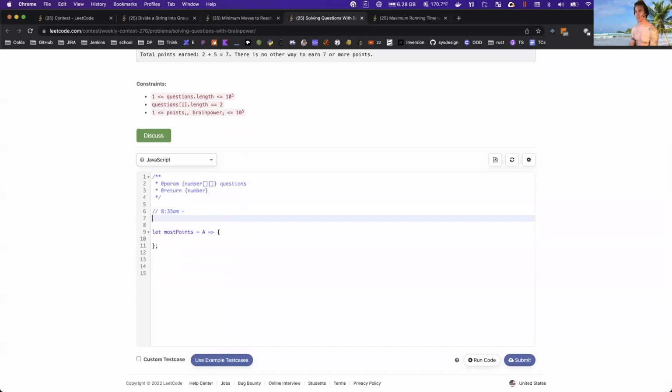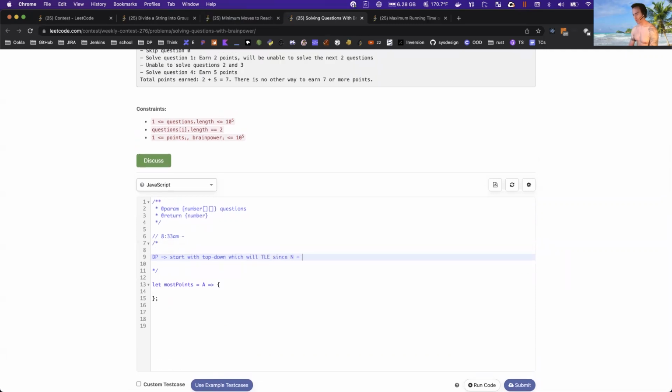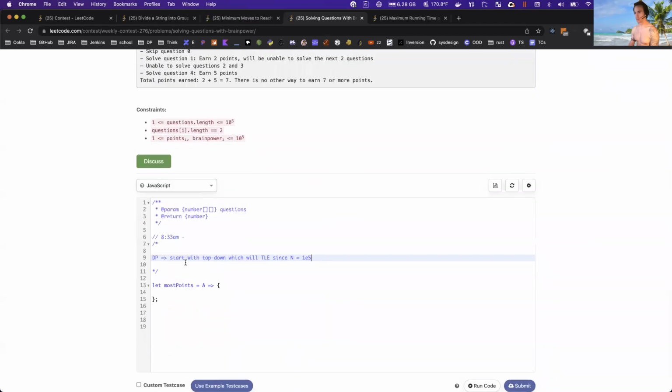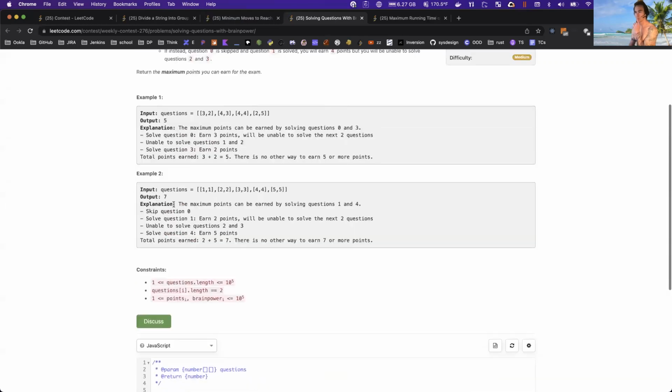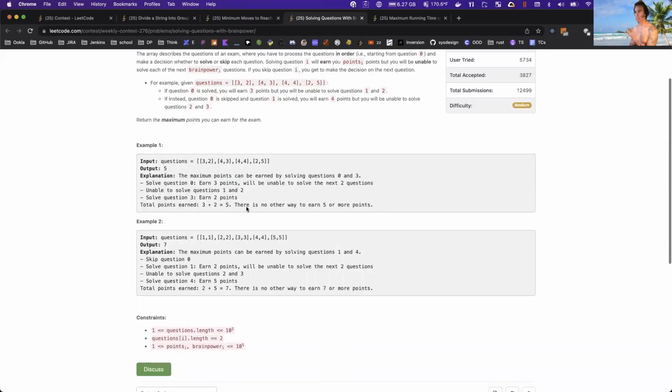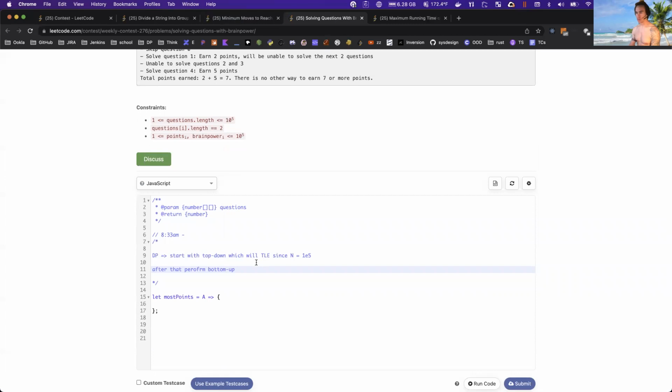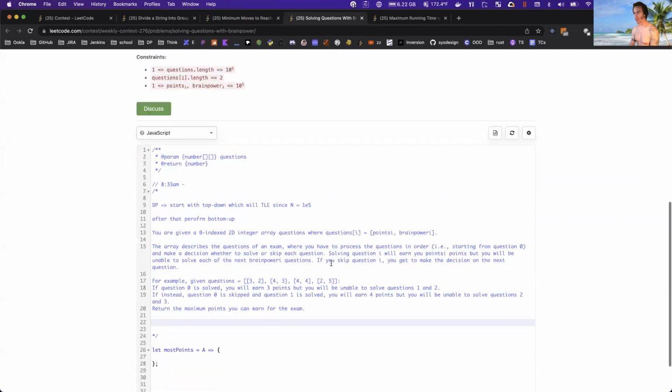Okay, so I'm thinking the overall game plan is this is a decision making with multiple states, so DP, and we can start with top down, which will TLE, right? Since n equals 1.5, I think it'll TLE. But anyhow, it's a good start, and then after that, form bottom up, right? Bottom up. Pretty sure I got this, but let me just copy and paste it so I can read it easier if I need to.